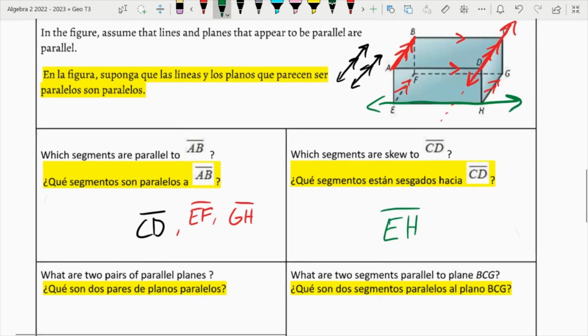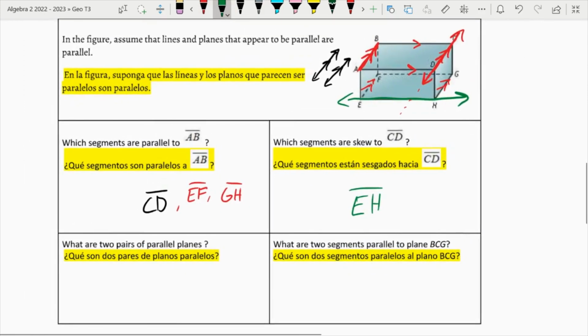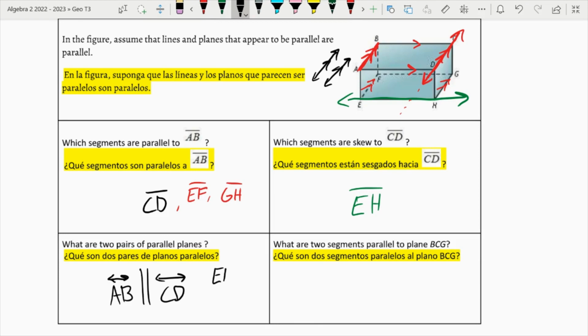What are 2 pairs of parallel lines? Well, we already know that AB and CD are parallel, so we can just do that, except we'll use the symbol for line on top. Okay, we would write it like this. Okay, AB is parallel to CD. We could also say that EF, which we could write as a line, EF is parallel to GH.